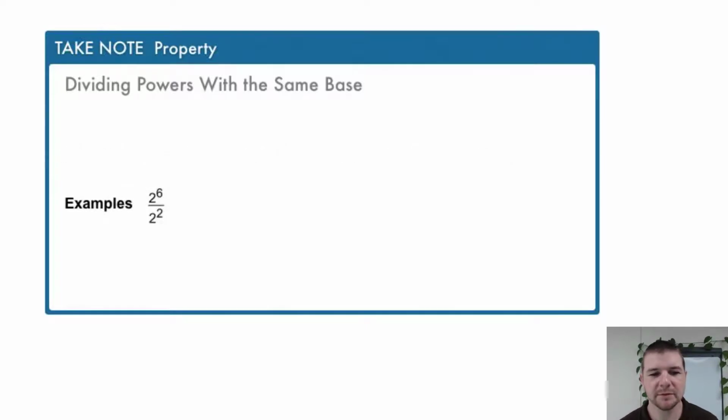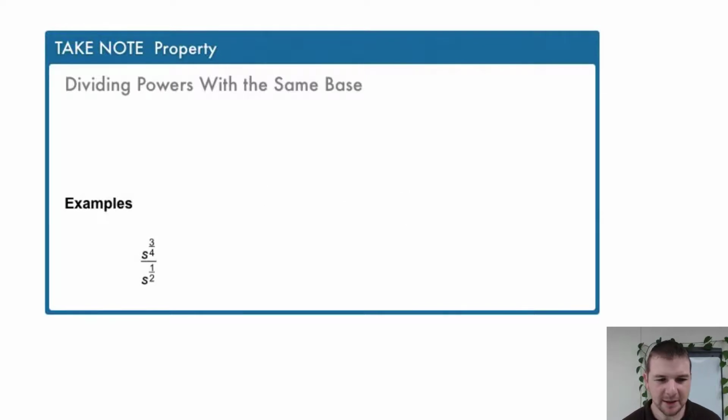Some examples. The first one, 2 to the 6th power over 2 squared, equals 2 to the 6 minus 2 power, and that's 2 to the 4th. To the right of that, x to the 4th power over x to the 7th power equals x to the 4 minus 7, and that's x to the negative 3 power, but wanting to write this in simplest form, and that means not having a negative exponent, we write this as 1 over x to the 3rd power.